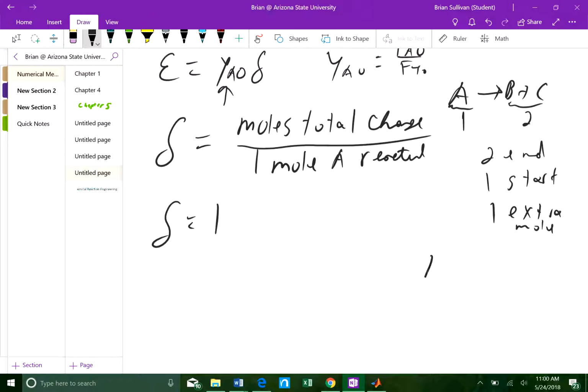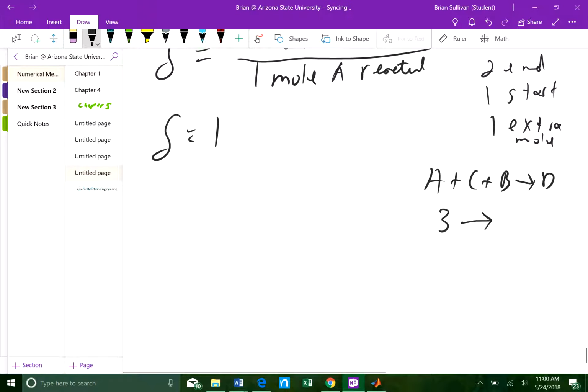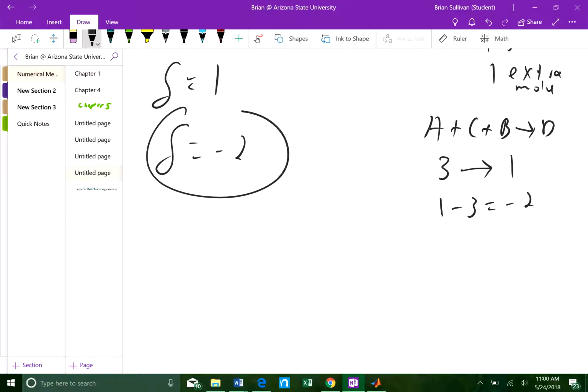If you did it the other way, B plus C goes to A, you start with 3 moles and you end up with 1 mole, which means the change is going to be 1 minus 3, negative 2. So then your gamma is going to be negative 2 for total mole change with 1 mole of everything to start with. So then it'd be negative 2.